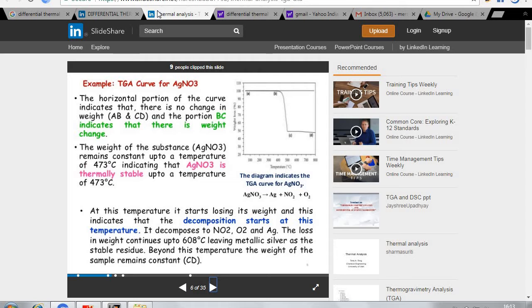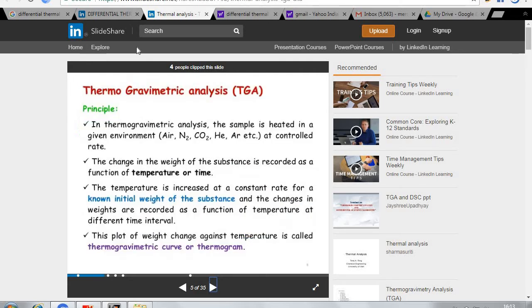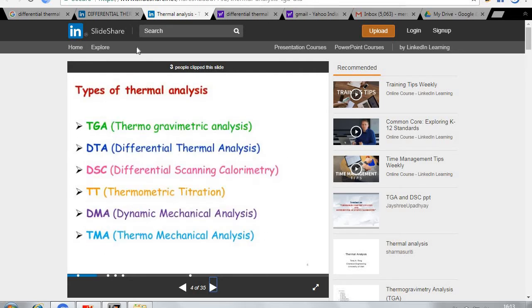If you want to determine its application, then we have to know all its properties, including the thermal property. For that we need a set of experiments which will give us a brief idea about this particular property, and instruments like thermal gravimetric analysis, differential thermal analysis, differential scanning calorimetry, thermometric titration, dynamic mechanical analysis, thermomechanical analysis.